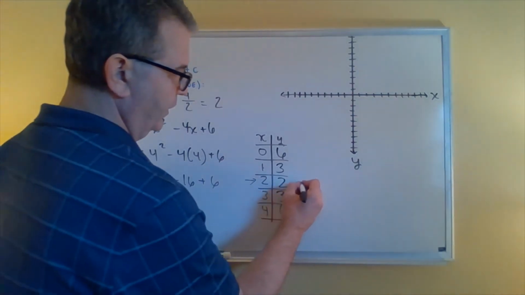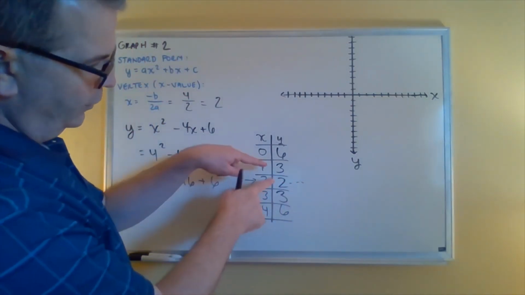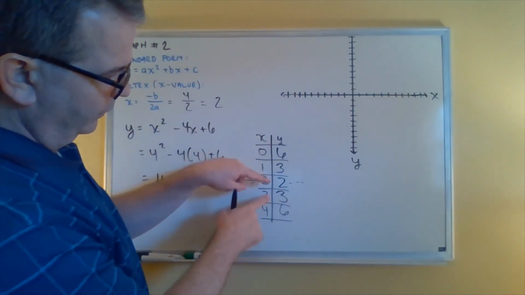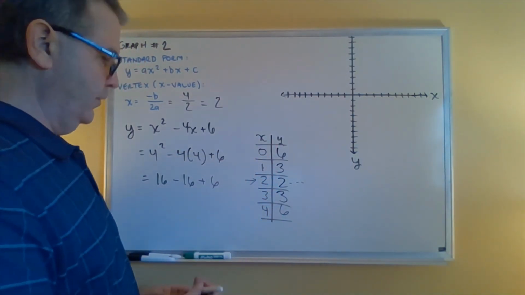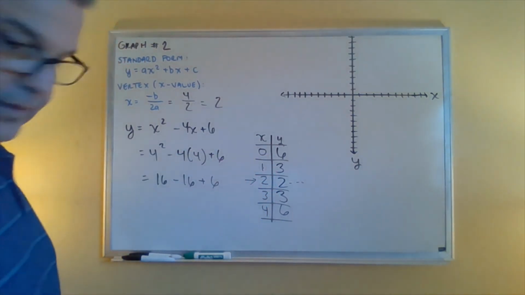So let's notice if we look at our vertex here as a mirror, we've got to look and see if we have that reflection, and we do. We have 6, 3, 2, 3, 6. So we can be confident that we have calculated this correctly.